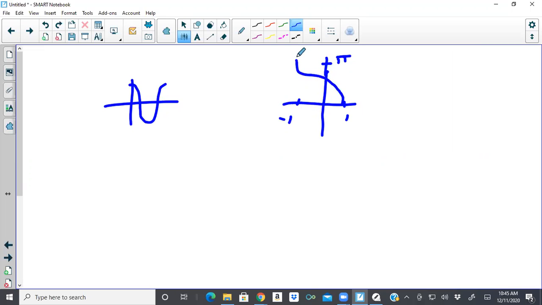So it is going to go from -1 to +1, and it's going to go from pi to 0. And then this part right here is pi over 2. So this is just what the graph of inverse cosine will look like.